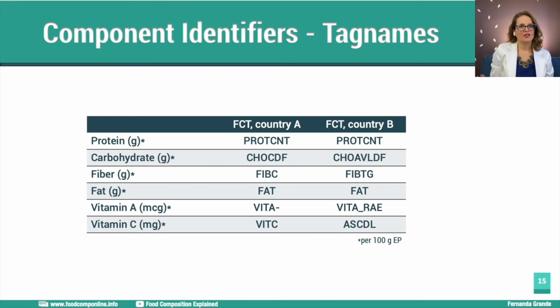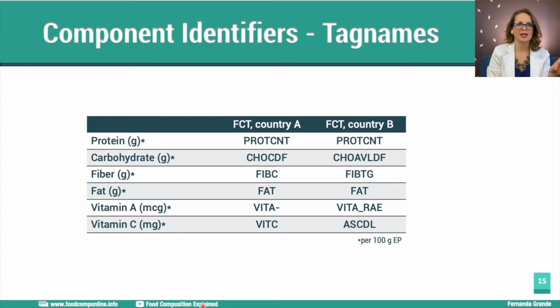So this is the kind of exercise that I really recommend you to do when using data from different countries or from different food composition tables in your estimates. First, try to check if the tag names were assigned by the food composition table, but if not, you should do it, and then you can compare component by component if you can use the different food composition tables for your statistics.